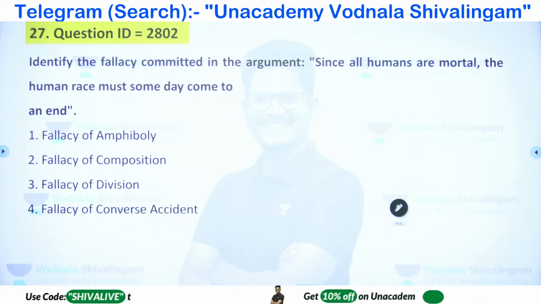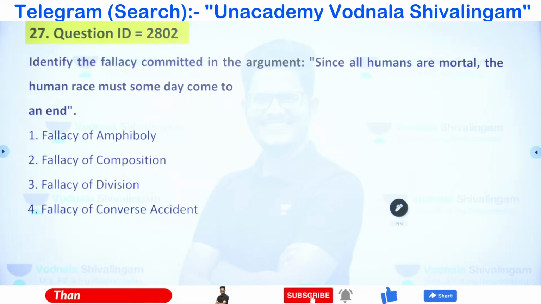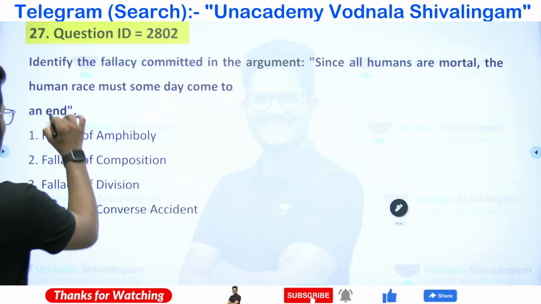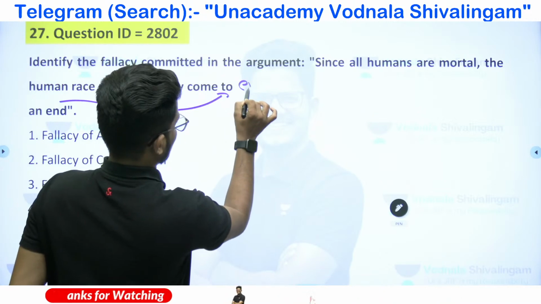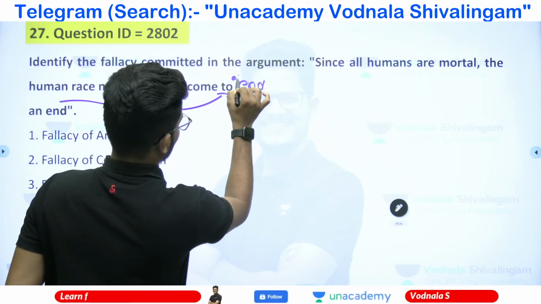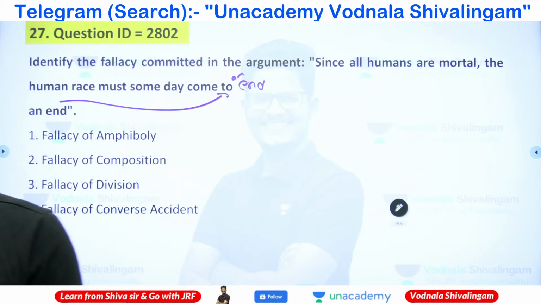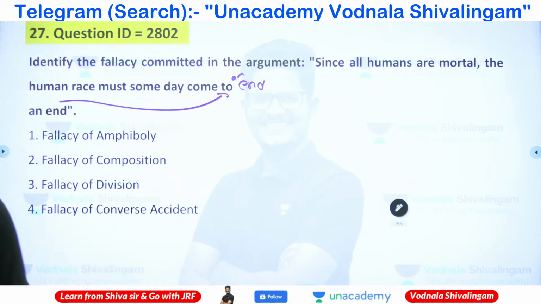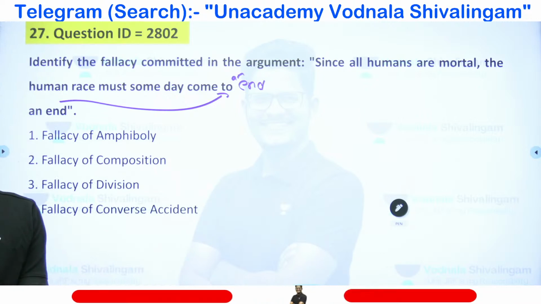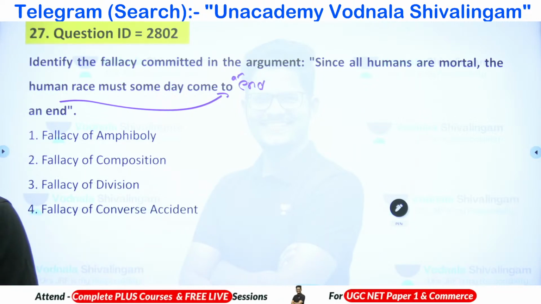Identify the fallacy committed in the argument. Since all humans are mortal, the human race must someday come to an end. The options: fallacy of amphiboly, composition, division and converse accident. What is it?